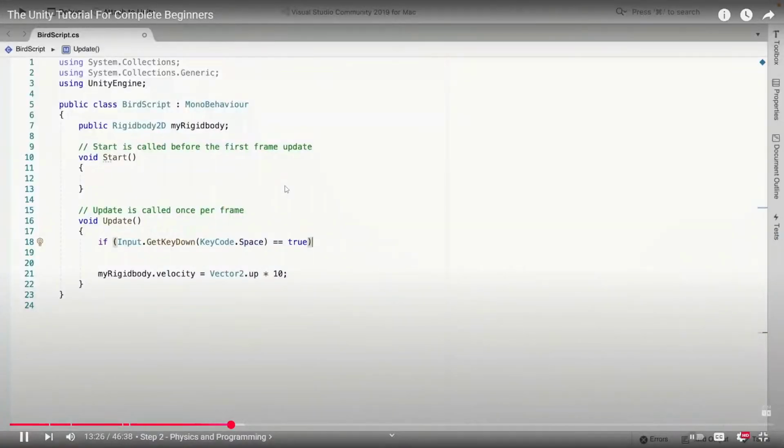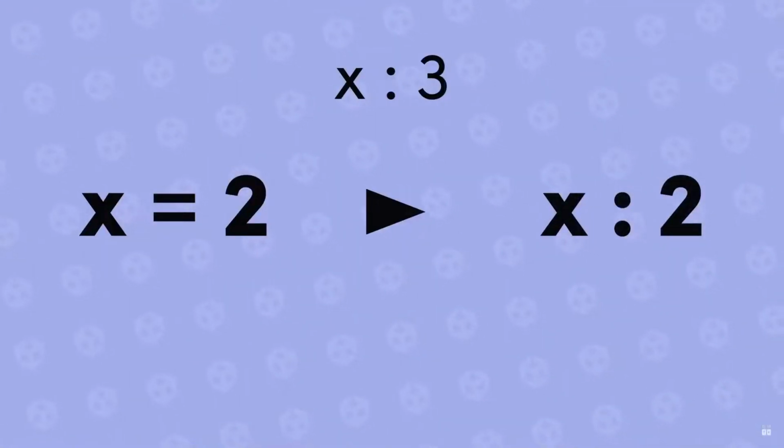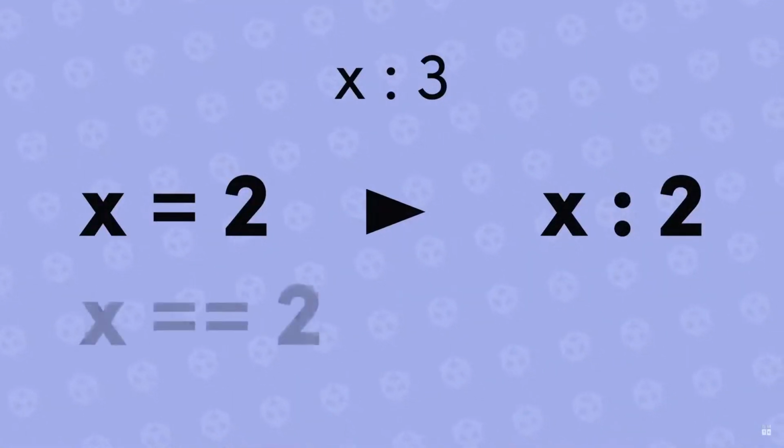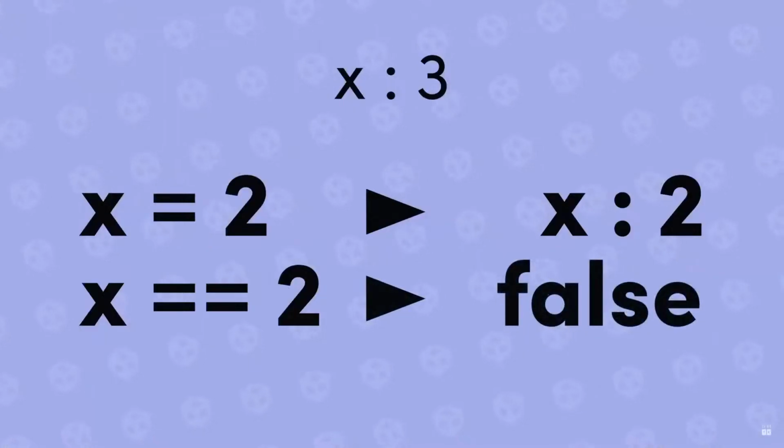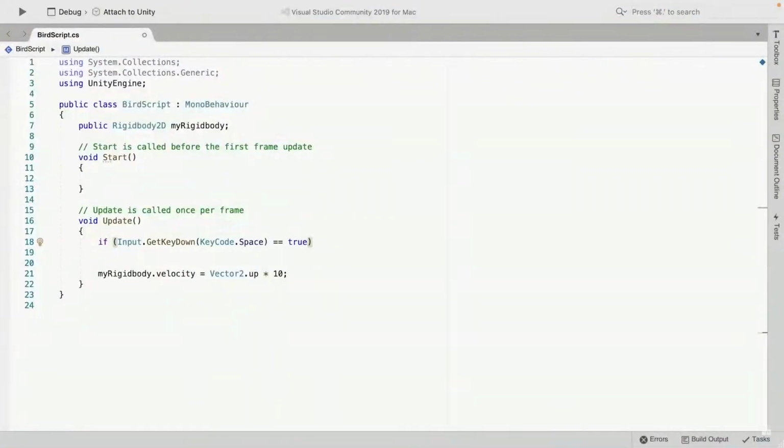A quick note on equal signs. We use 1 to make the thing on the left be the same as the thing on the right. And we use 2 if we're just checking if the thing on the left is the same as the thing on the right. Cool? Anyway, so this code says, if the spacebar has just been pressed, then, and then we'll use curly brackets, these are the fence in our analogy, and put the flap code in here.